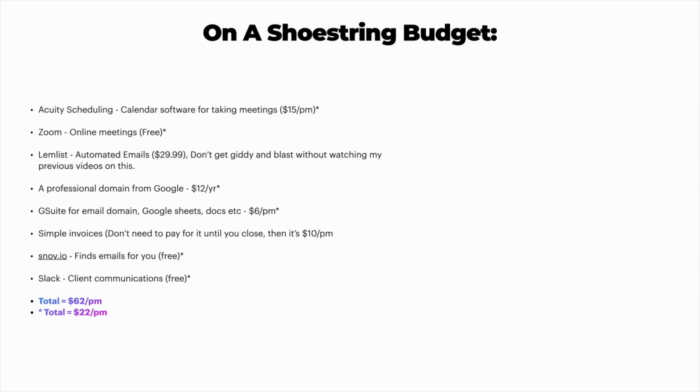Also, what I want you to go and get, but you don't actually need to pay for this until you close a client, is Simple Invoices. Simple Invoices is $10 a month. It's an invoicing software. It does what it says on the tin. It basically sends over simple invoices. It allows you to do auto payments as well, which is what I recommended earlier.